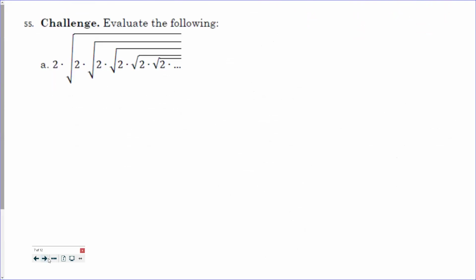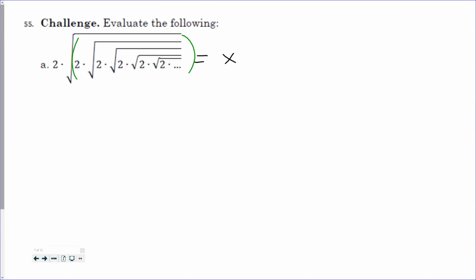All right, here's a challenge problem, 55. I want to figure out what this equals: 2 times the square root of 2 times the square root of 2 times the square root, going on forever. The way we wanted you to solve it is to say that this whole thing equals x. Because of how infinity works, this part right here is also going to equal x, because it goes on forever.